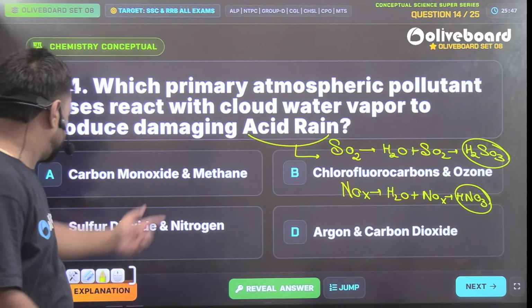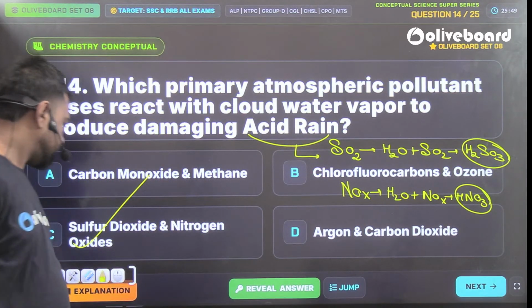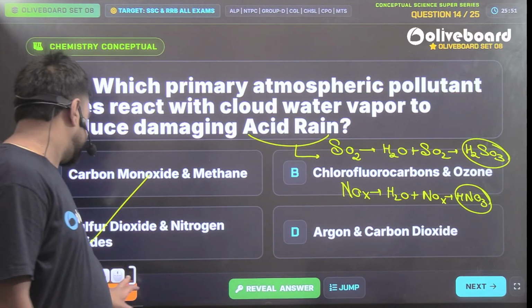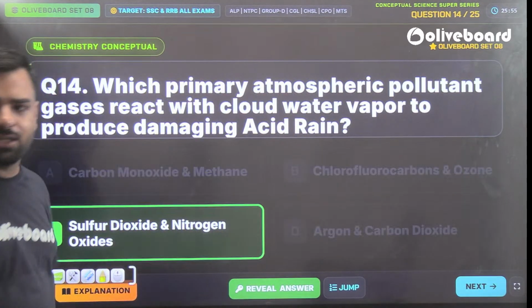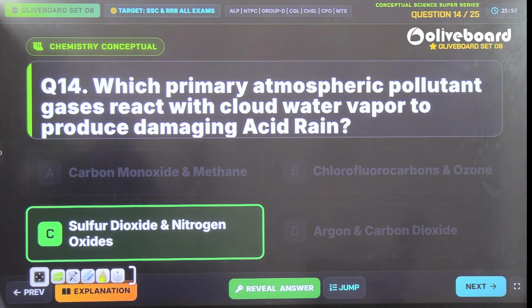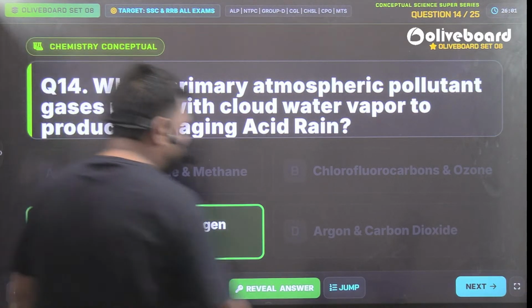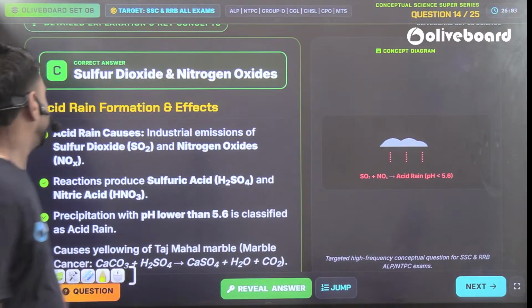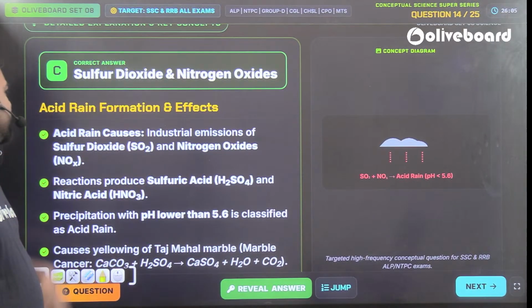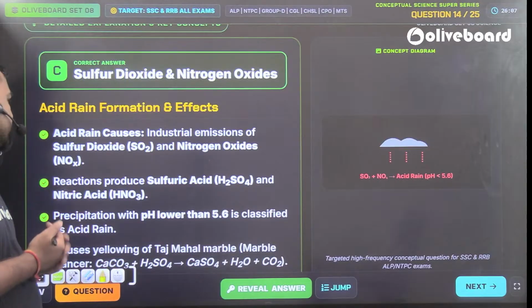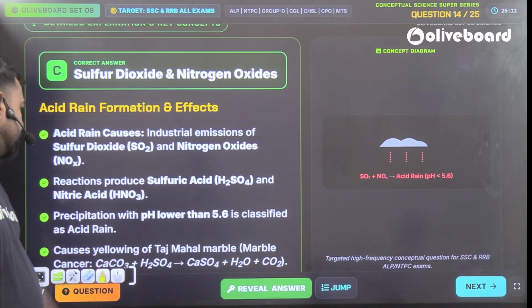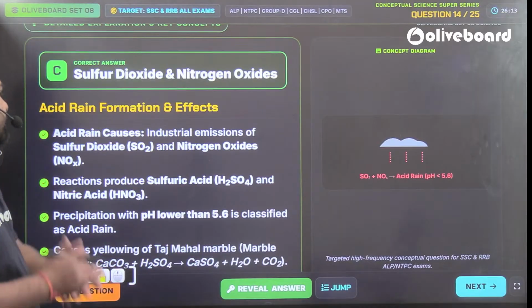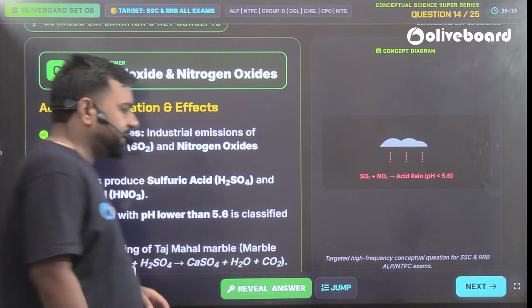So here the correct answer is going to be option number C, that is sulfur dioxide and nitrogen oxides. So here C is the correct answer. Let me check who have given the C as the answer. So M vibe was going with A, but here the answer was C. No worries. So that's done. See, acid rain, industrial emissions of sulfur dioxide and nitrogen oxides. So when they react, they form sulfuric acid and the HNO3, and pH value when it is lesser than 5.6 is classified as the acidic rain.